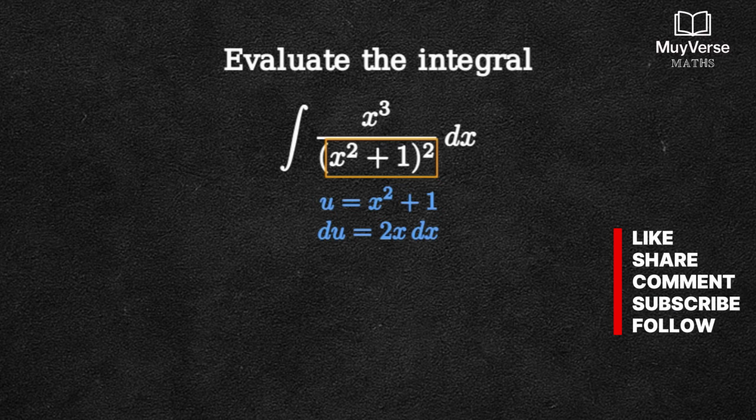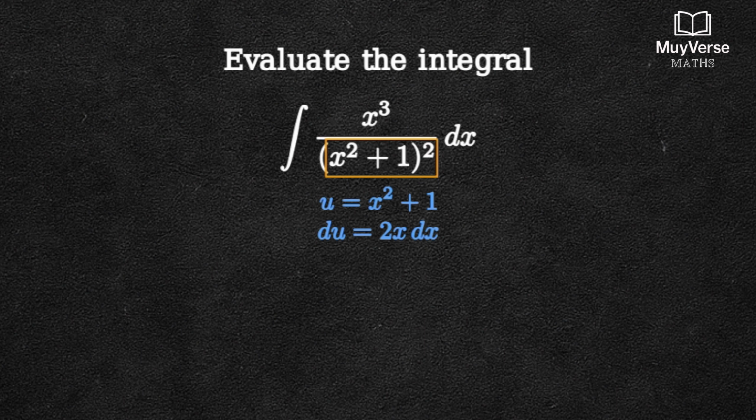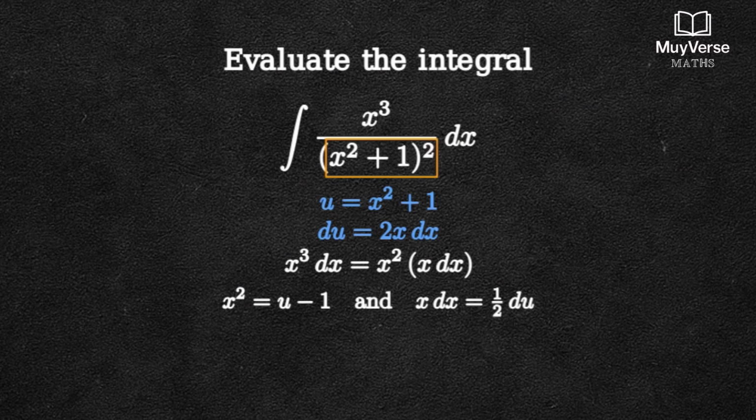Next, we rewrite the numerator to include the piece x dx. x cubed dx equals x squared times x dx. But x squared is u minus 1, and x dx is 1/2 du. Therefore, x cubed dx equals (u minus 1) times du over 2.